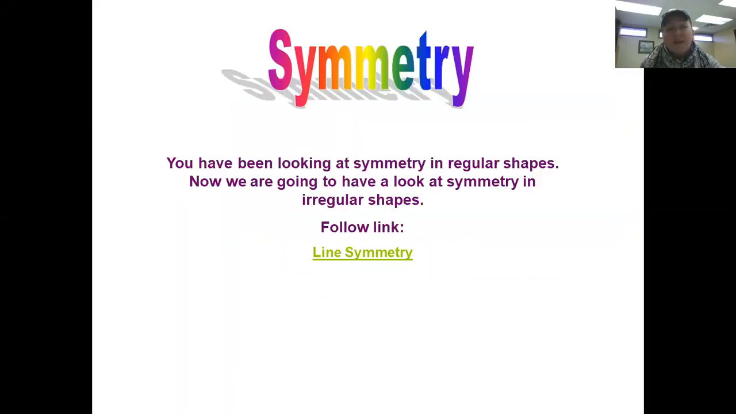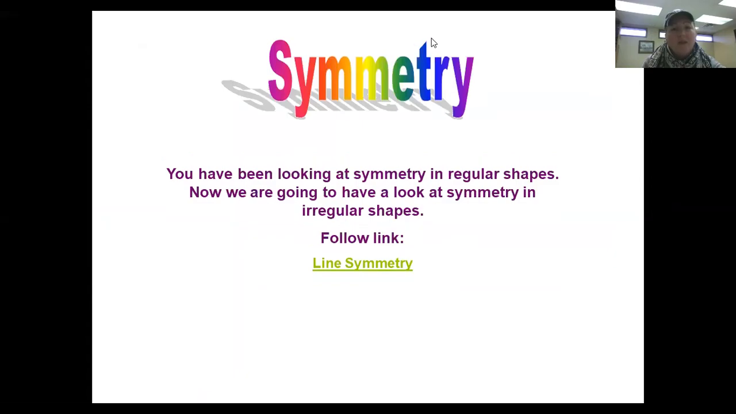We've looked at symmetry before, how things match. So we're going to look how symmetry is in things that aren't exactly the right size. It might not just be a circle. So it says follow this link. So I'm going to put this link. I'm going to stop sharing that, and I'm going to share another screen.